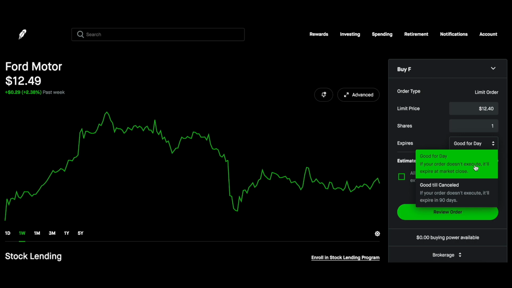of that trading day when the market closes. Even though the share price is currently above $12.40, the order will stay active just in case the price drops to or below our desired price throughout that trading day. If the price does drop to or below our set price during the day, the order will execute and buy 1 share at $12.40 or less, like I explained earlier.